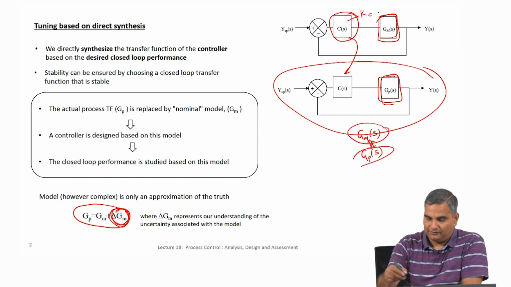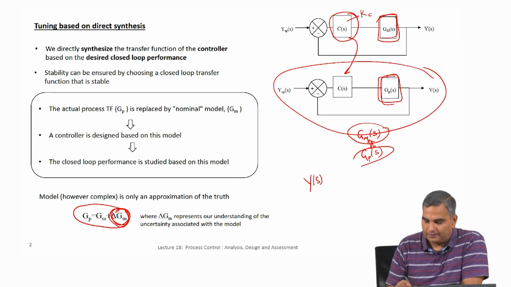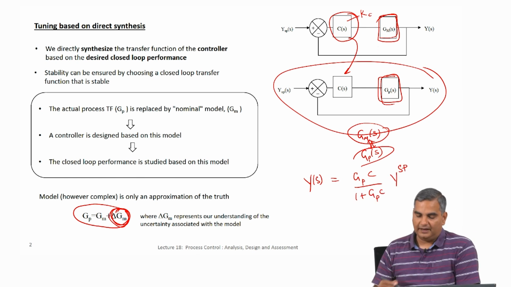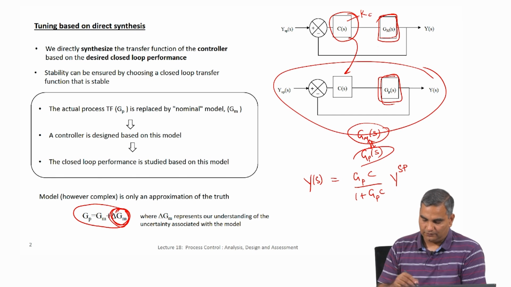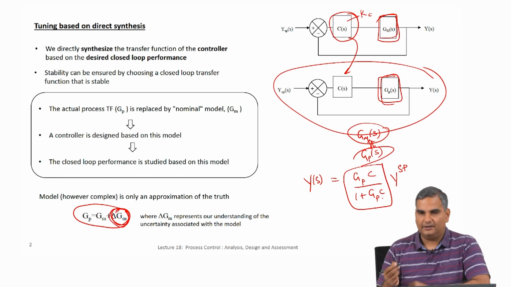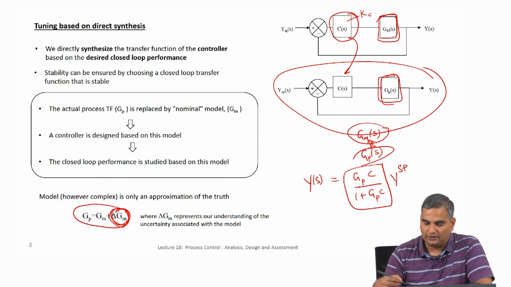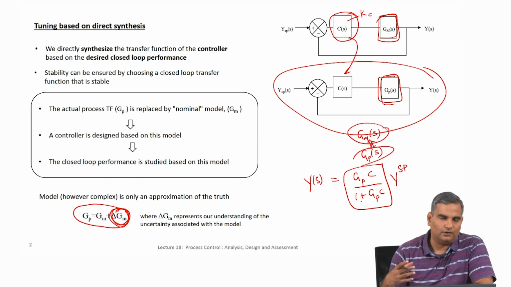However, ultimately after all this tuning, if we ask what the performance of the controller is, it is how well Y follows Y set point. This is something we have seen: GP GC divided by 1 plus GP GC, times Y set point. So, for the true behavior, once a controller is tuned, I have to look at this transfer function and see how close it is to 1, which tells you how well the controller is going to do, because if it is exactly 1, Y is equal to Y set point, meaning the output exactly follows the set point. But in reality it is never going to be 1, it is going to be some other transfer function.